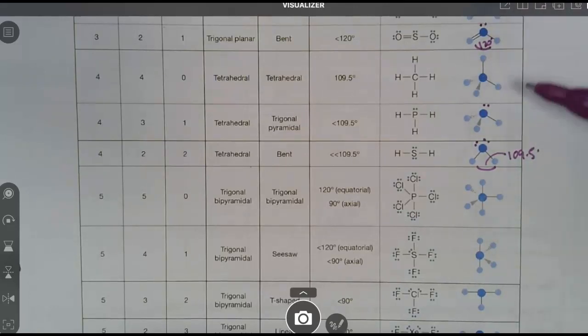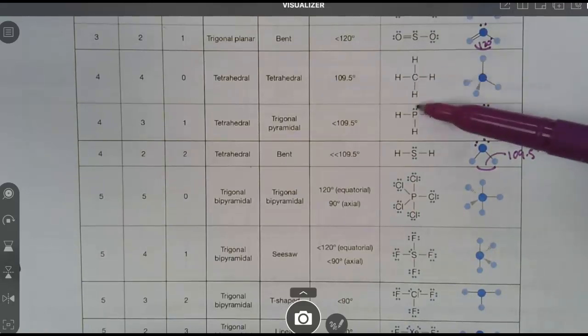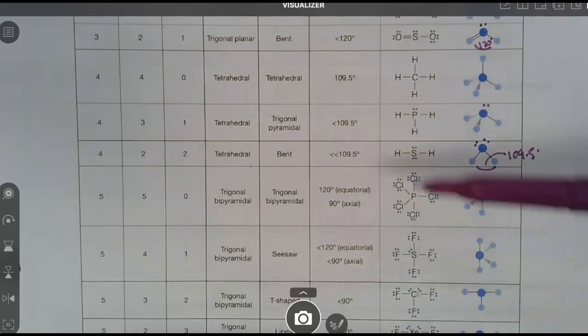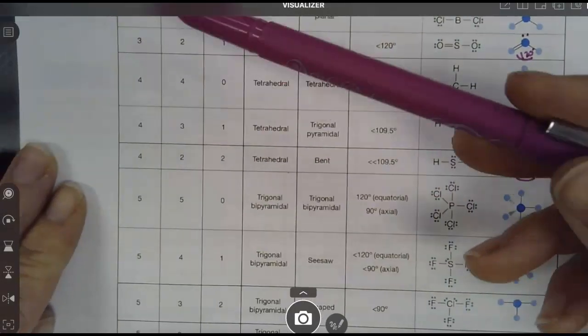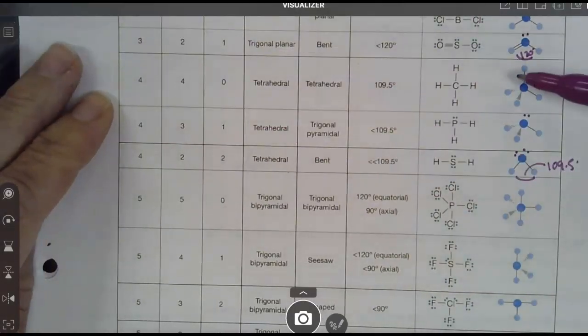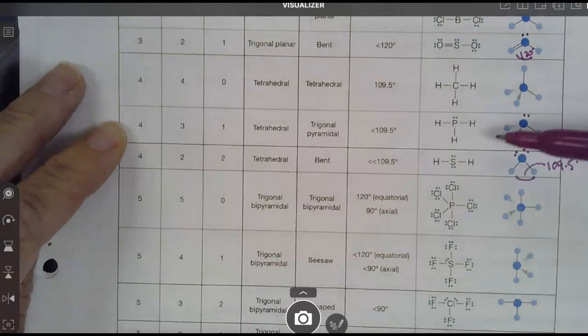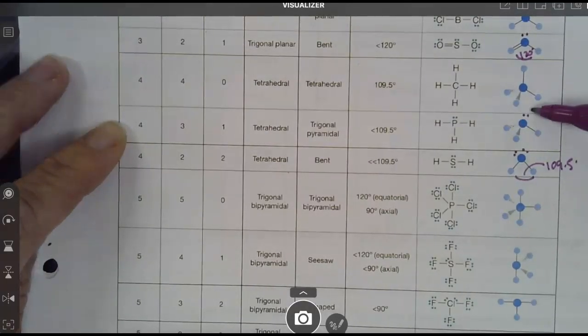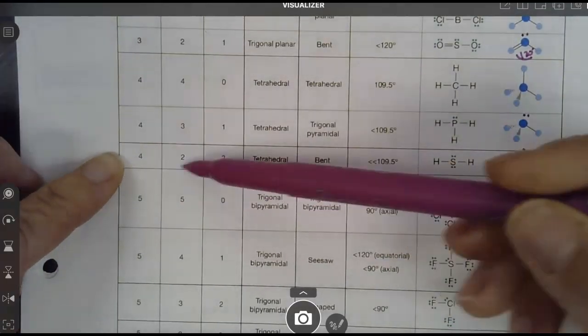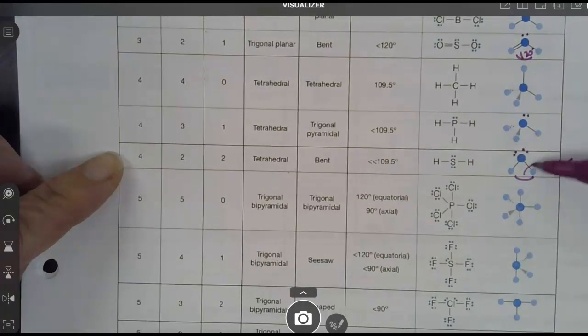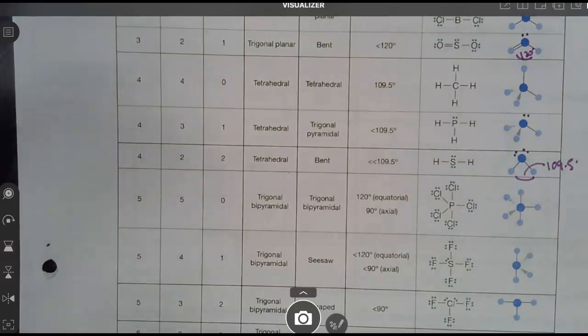So you'll find there are some patterns amongst these, especially when there's the same amount of things around it. And you'll see that that's what this means over here. How many groups are around it? This has 1, 2, 3, 4 groups around it. This has 1, 2, 3, 4 groups around it. This also has 1, 2, 3, 4 groups around it. So they're all going to have really similar bond angles because they're surrounded by the same number of things. Okay, and that continues on.